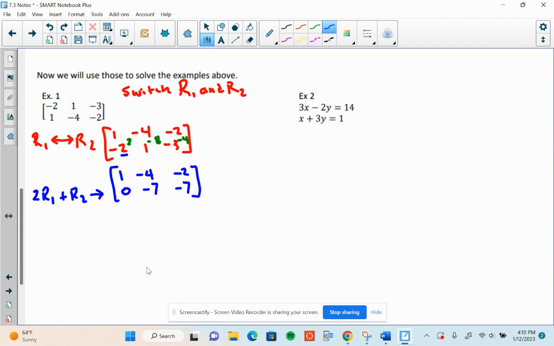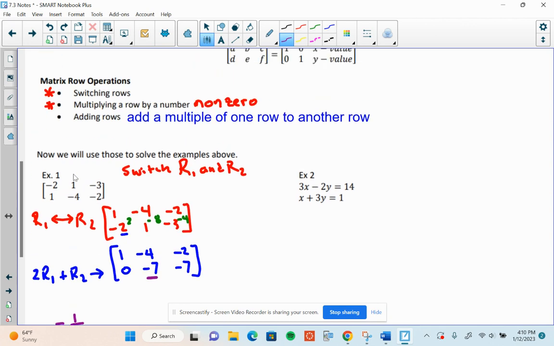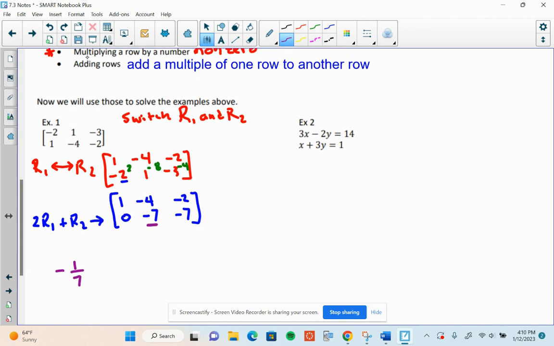So do column 1 first, and then do column 2. I need a 1 where this negative 7 is. I can divide by negative 7, which is the same as multiplying by negative 1/7. Remember, one of our operations is that we are able to multiply a row by a number. So since dividing by negative 7 is the same as multiplying by negative 1/7, we'll do that: row 2 times negative 1/7. We're not changing the top row right now, just the bottom one. So 1 and 1.